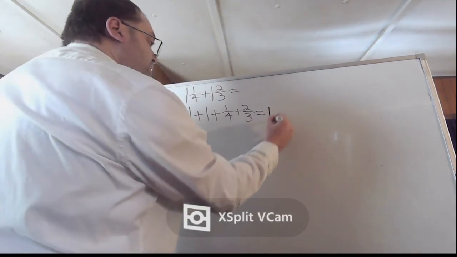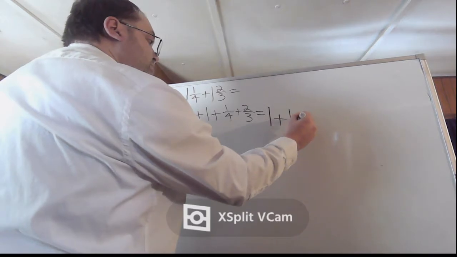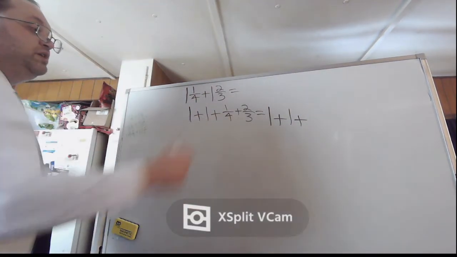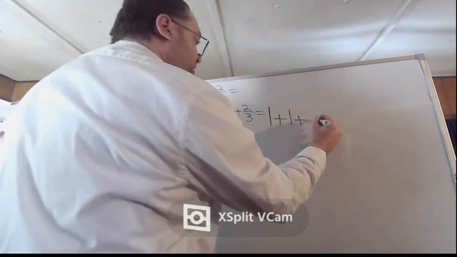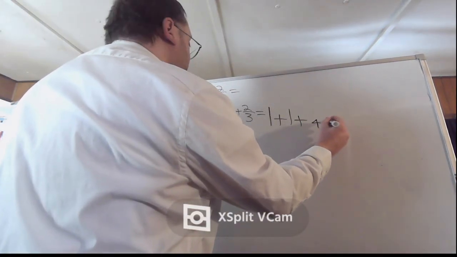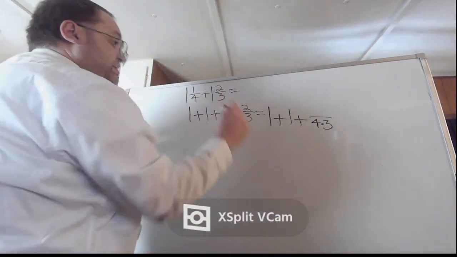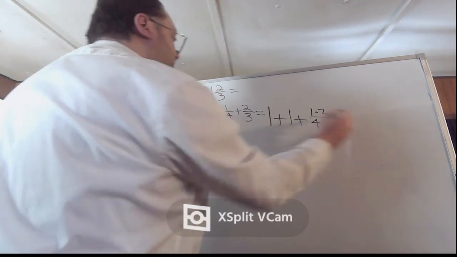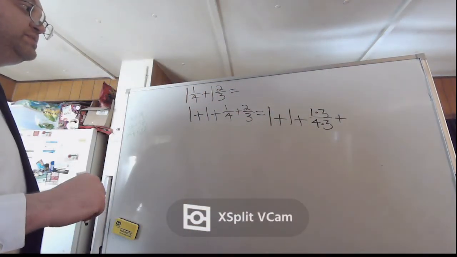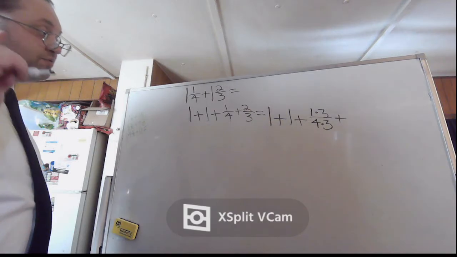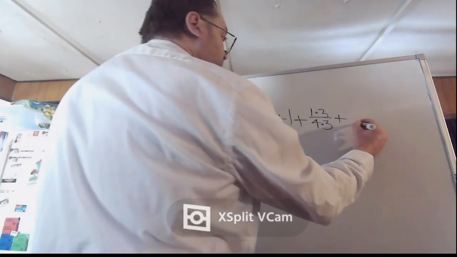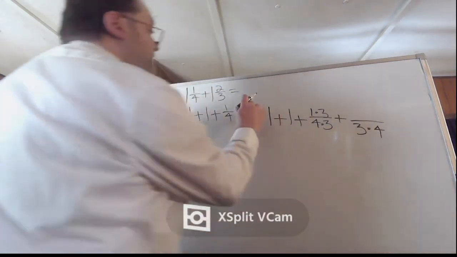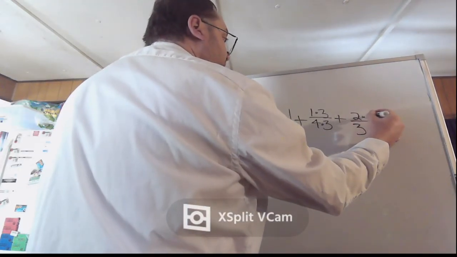So you'll have 1 plus 1 plus, okay, now we need to deal with the 1/4. We need to convert that 4 into a 12. How do we do that? Multiply by 3. So you have 4 times 3 for your denominator, but you'll have 1 times 3 for your numerator. Plus, now we need to deal with that 2/3. To convert 3 to 12, we need to multiply by 4. So you'll have 3 times 4 for your denominator, then you'd have 2 times 4 for your numerator.